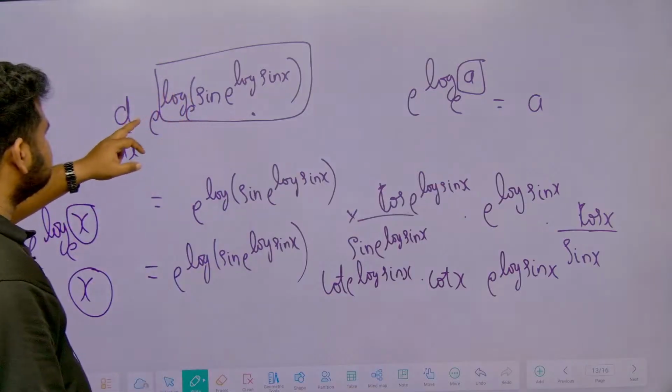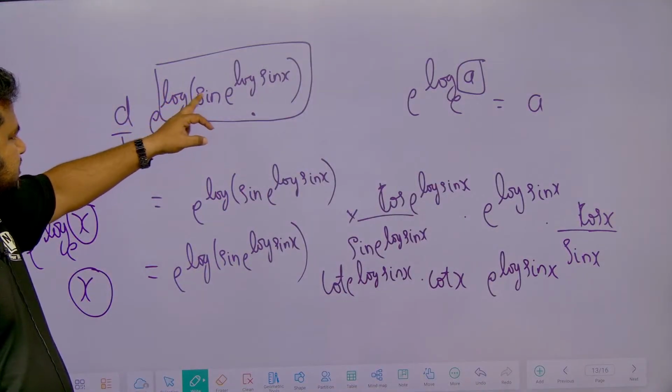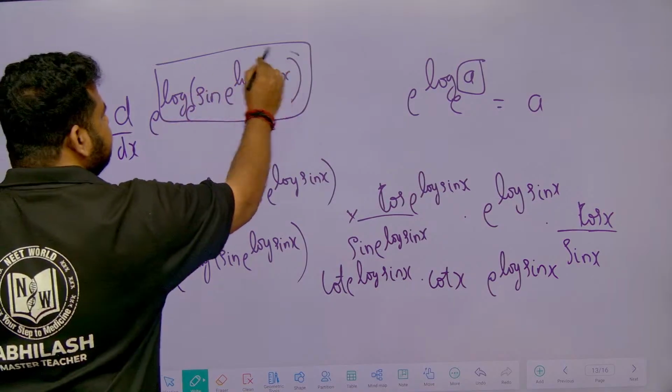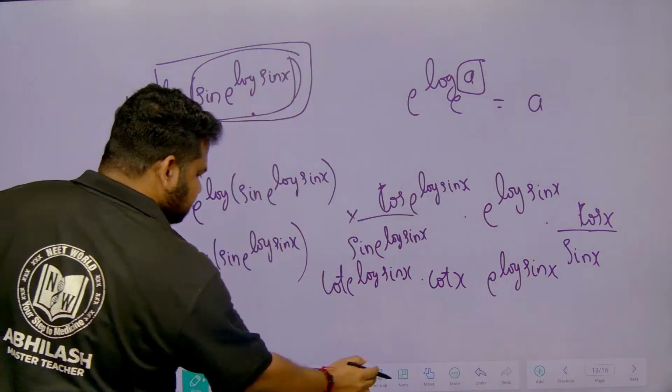So this I can write as what? E power log something to the base e. I can write it as sin, whatever is inside. This one I will write first.